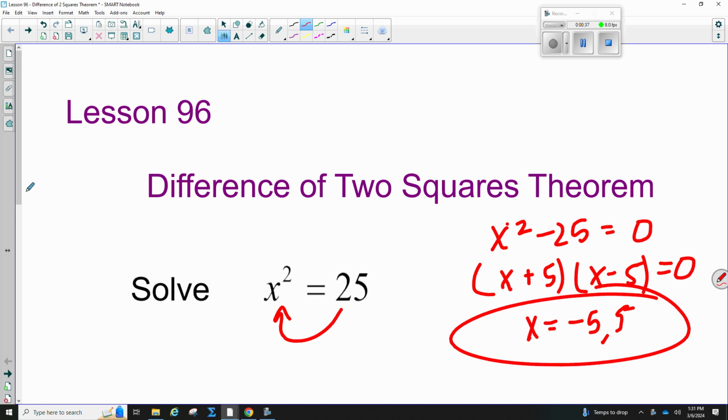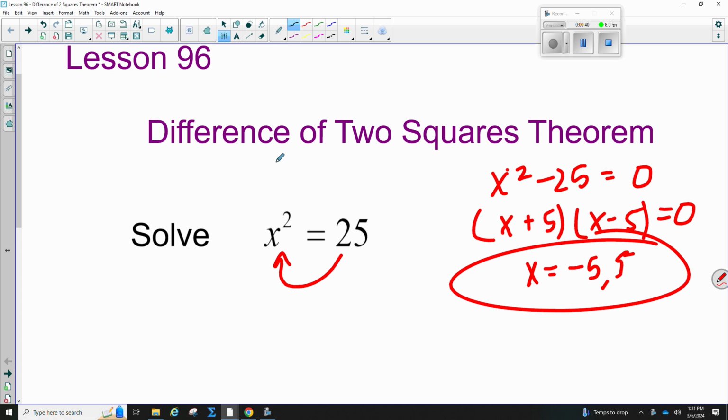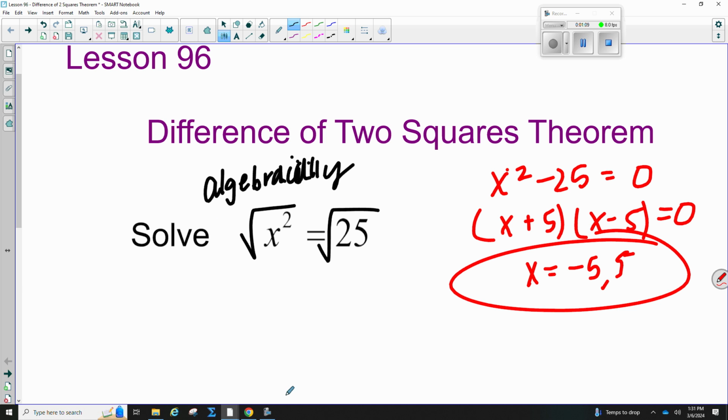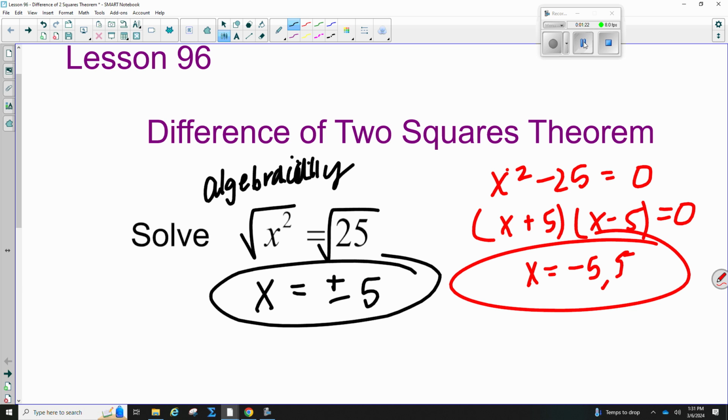Now the book is going to say use the difference of squares theorem to solve, which I kind of wish they would just say solve algebraically. Algebraically, meaning don't factor, don't set it equal to 0. There is another way. How can I get x by itself algebraically? Anybody know how to isolate the x if it's an x squared? Yeah, we can actually just square root both sides. The square root of x squared is x, and the square root of 25 is plus and minus 5. A lot of people forget the plus and minus. So we get plus and minus 5.